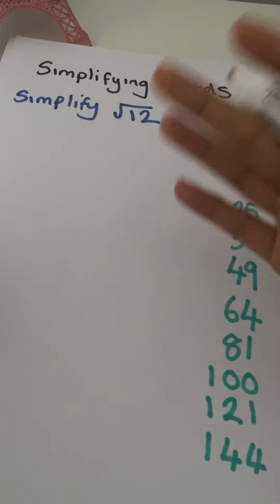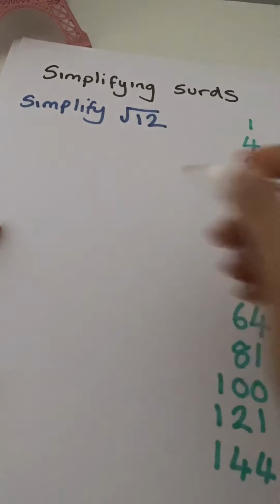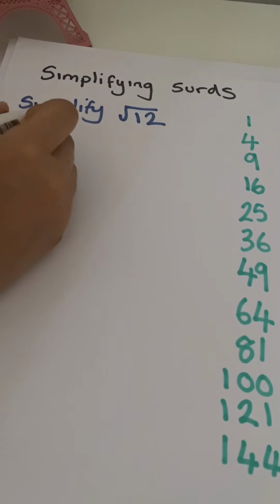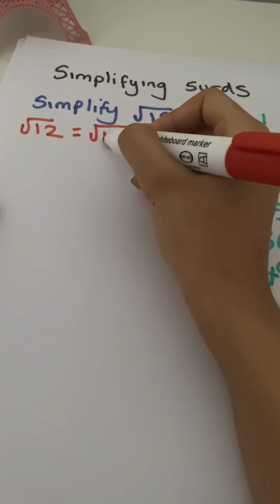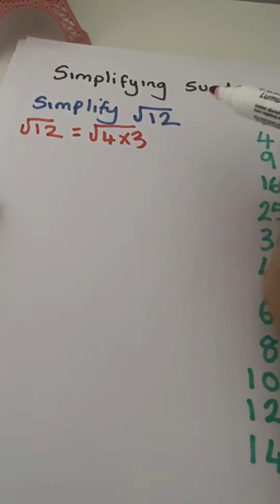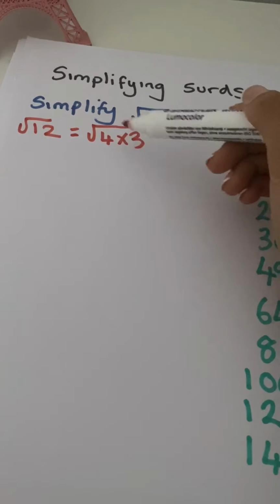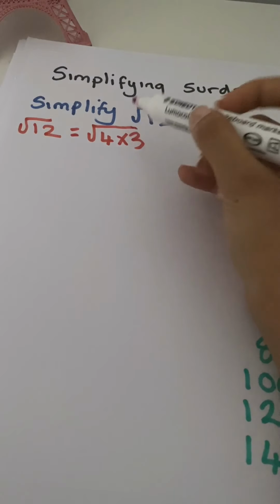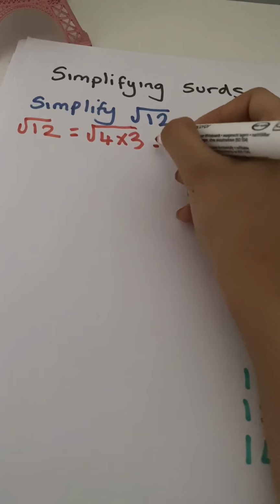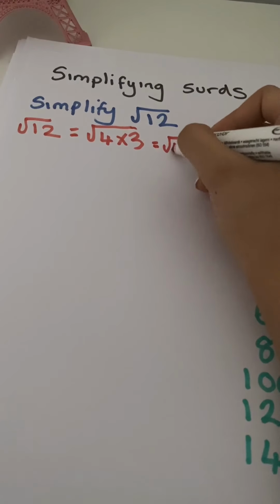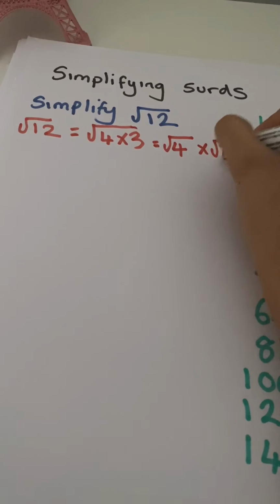It is going to be 4 times 3. So I am going to split the square root of 12 into 4 times 3. And something that's important here is to always write the square number first, and I'll tell you why later on. So I've split 12 into 4 times 3. Now I can split this further into separate surds, so that will be root 4 times root 3.